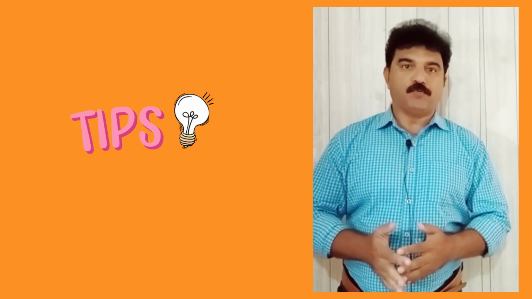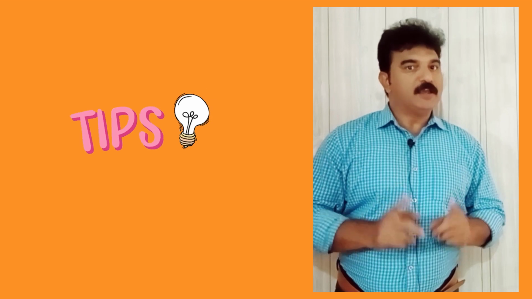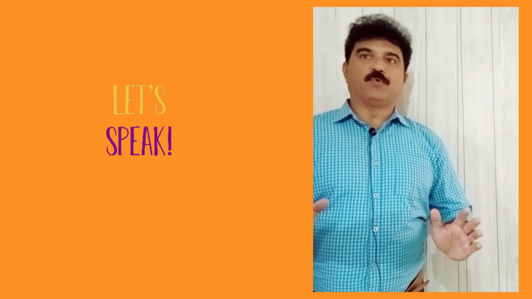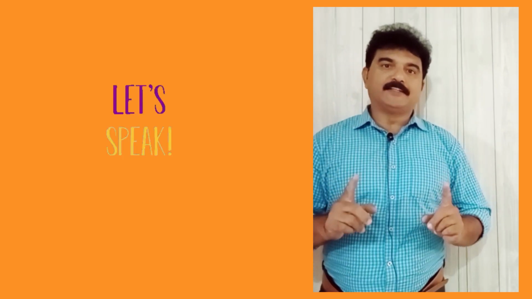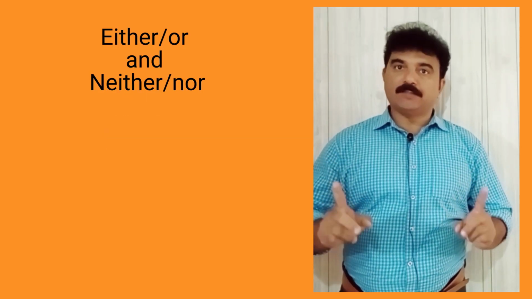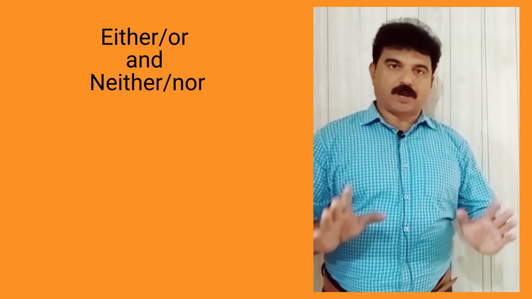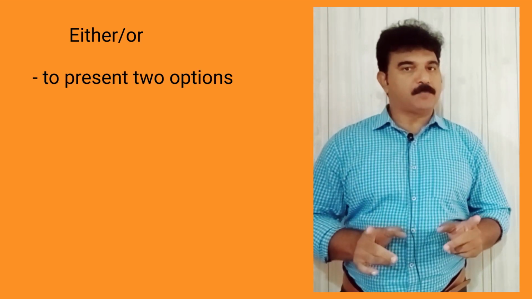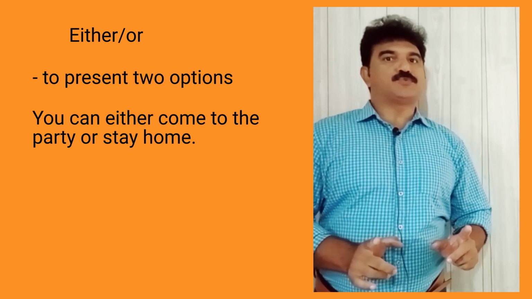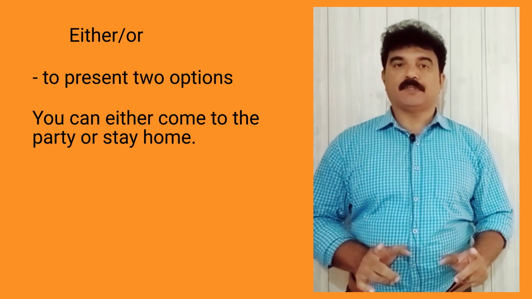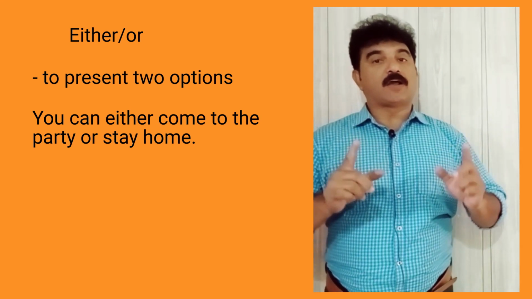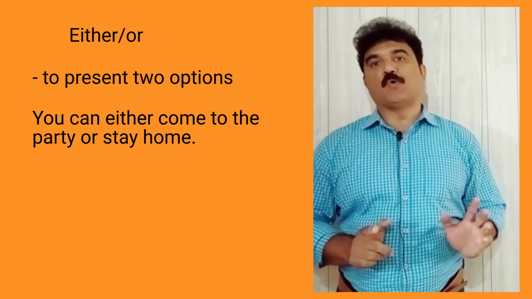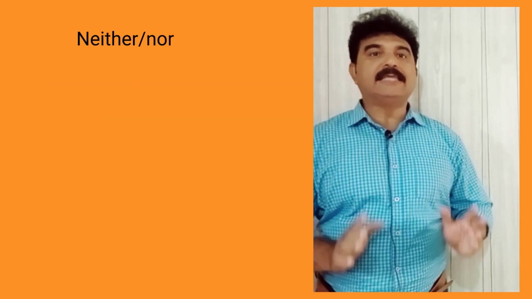Okay, now we will move from here to the tips that I am going to give you regarding spoken English. Have you ever been confused about when to use either or, neither nor in a sentence? Well, don't worry. Let's start with either or. This term is used to present two options. Example, we can say, you can either come to the party or stay home. In this sentence, either shows that there are only two options available, either to come to the party or to stay at home.